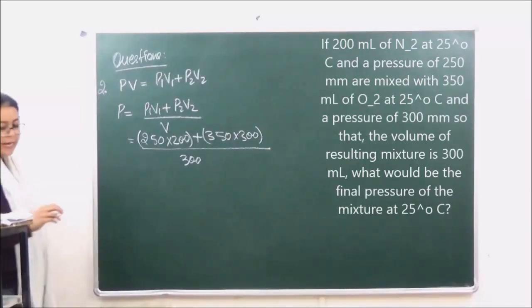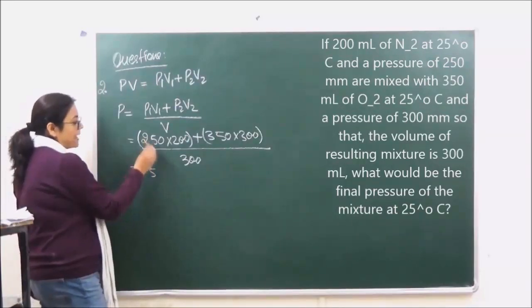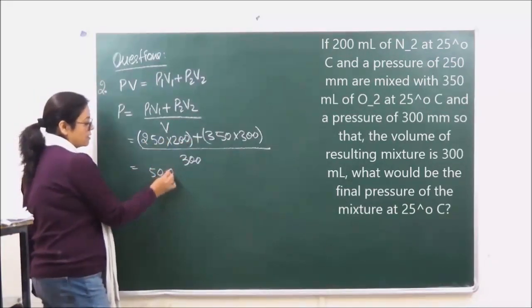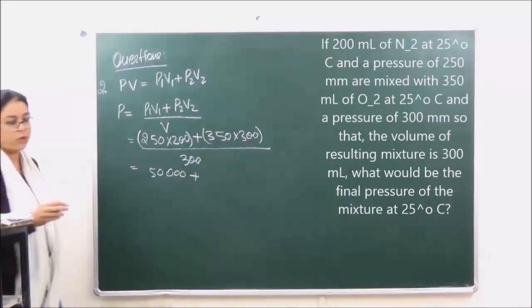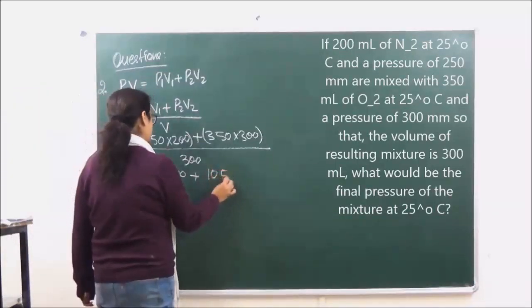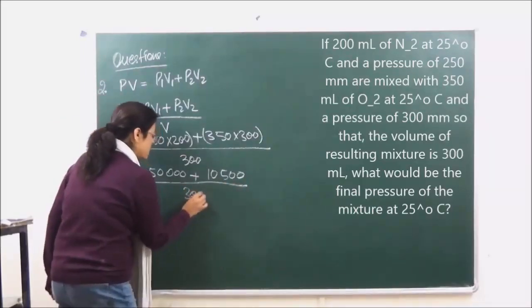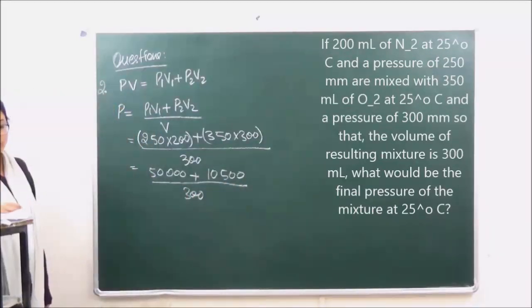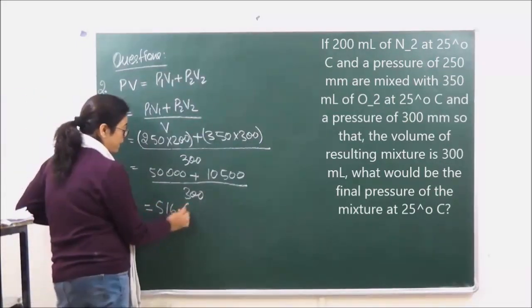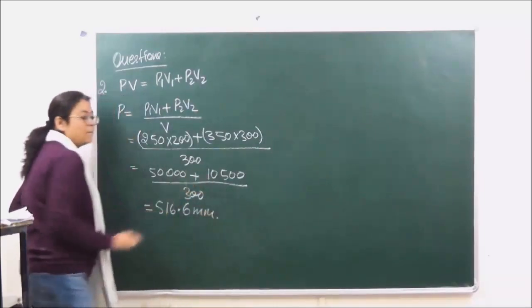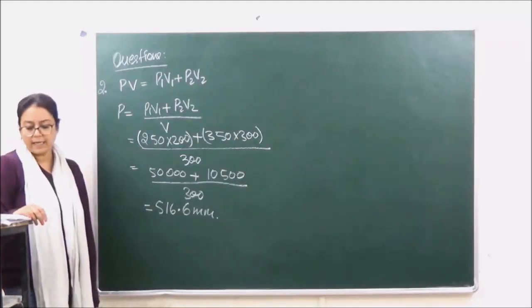ठीक है? तो आप इसको कैलकुलेट करोगे तो ये कितना आ जाता है? 250 into 200 plus 3 into 350, that is going to be 10,500 divided by 300. तो जब इसे कैलकुलेट करते हैं, the pressure is coming to 516.6 mm of mercury. Got it? So this is again an easy question.